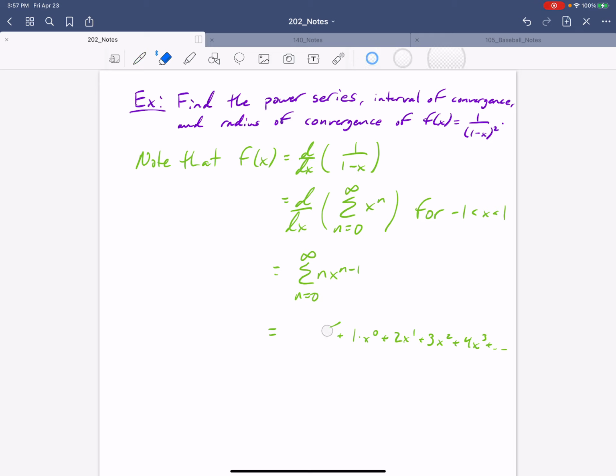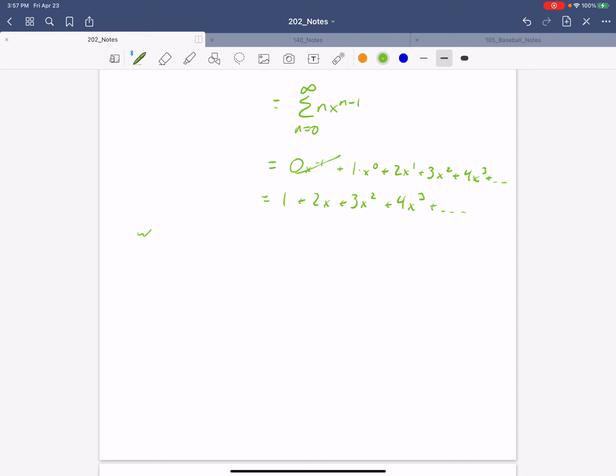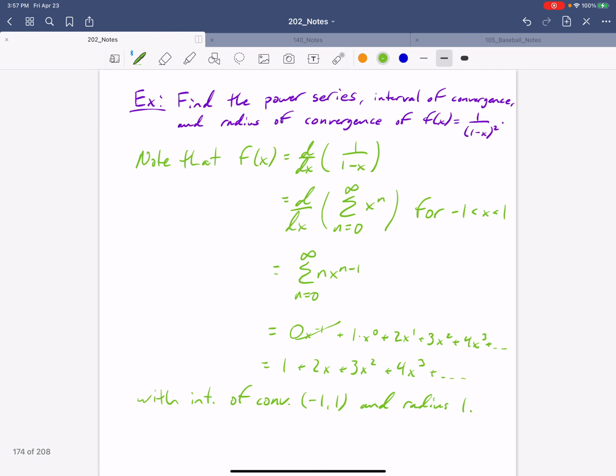All right. We'll get rid of that part, right? So that's what you can expect to see, and maybe we'll just write this a little bit nicer, actually. Maybe we'll just clean this up a little bit more and say 1 plus 2x plus 3x squared plus 4x cubed plus blah, blah, blah, right? And that's your answer, right? Just to be clear, the interval of convergence is negative 1 to 1 and radius 1, okay? So that's how you do it, right?